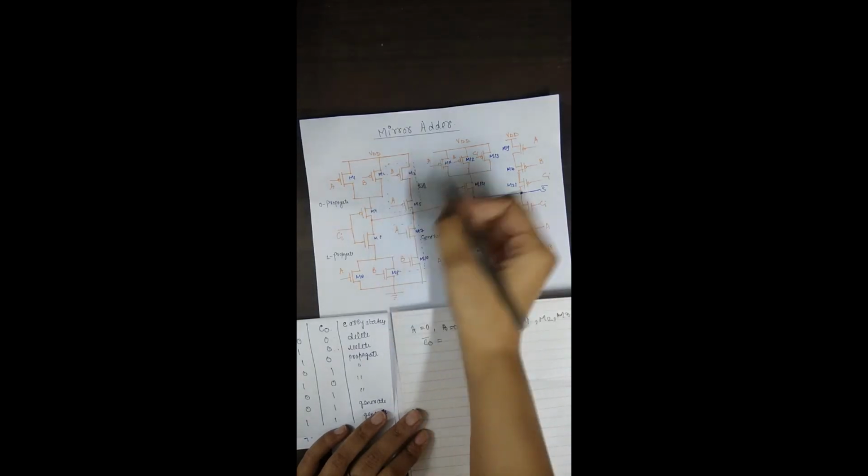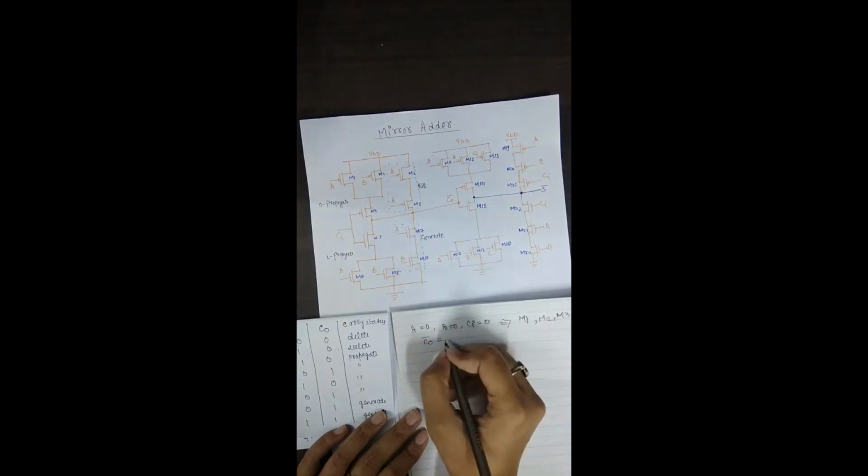Therefore, whenever this is on, C naught bar will be connected to the VDD. So C naught bar is connected to the VDD. That means C naught bar will be equal to 1.